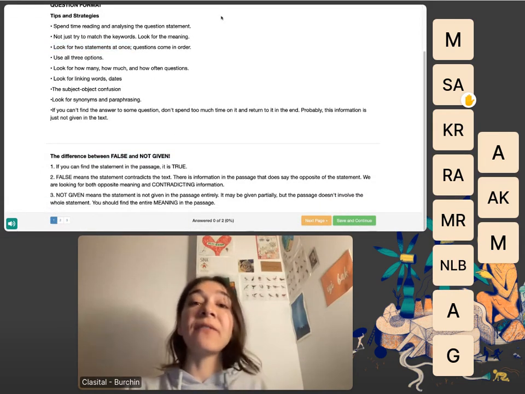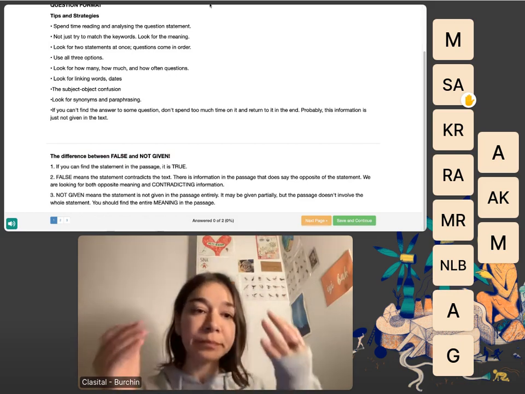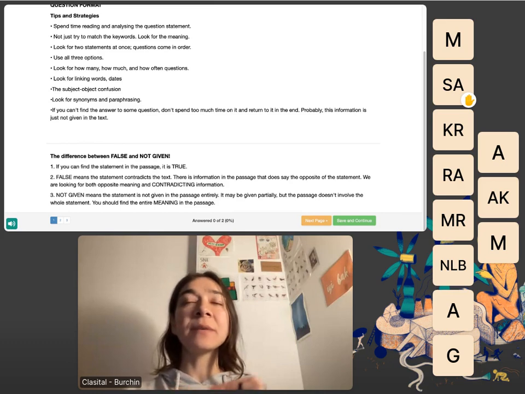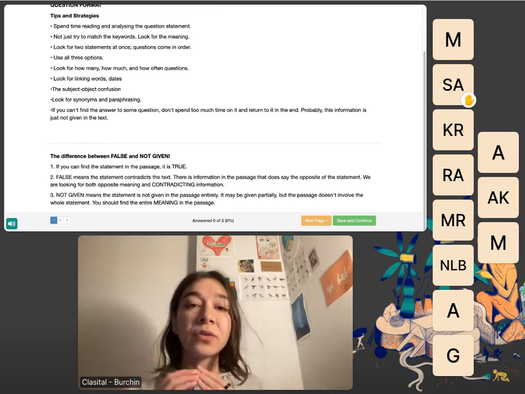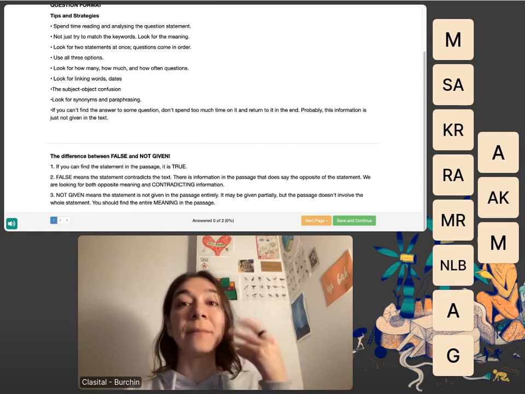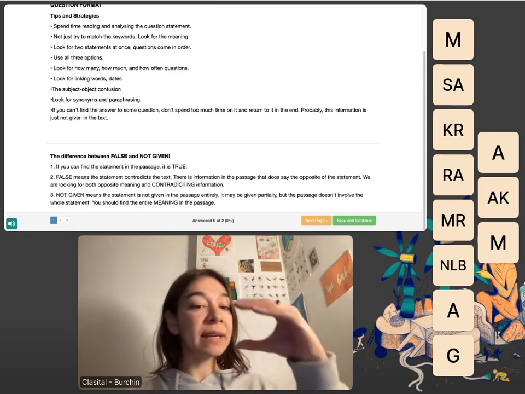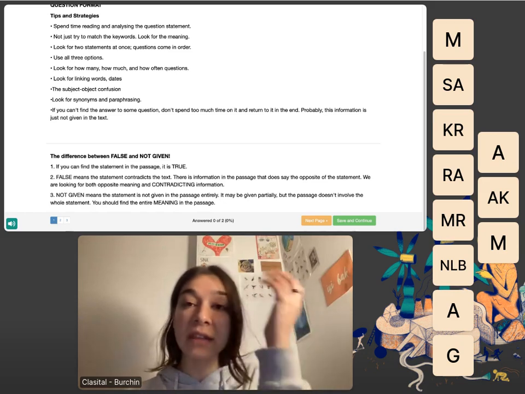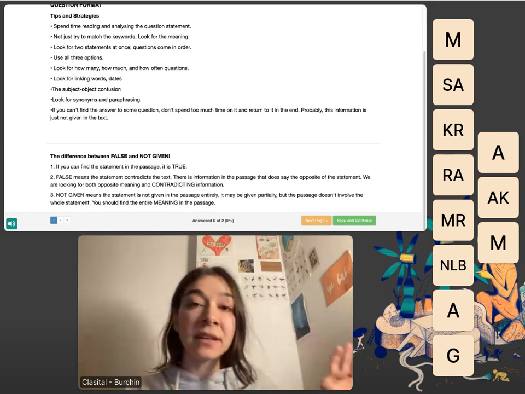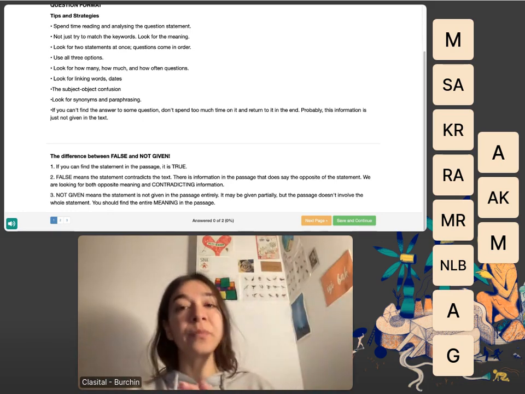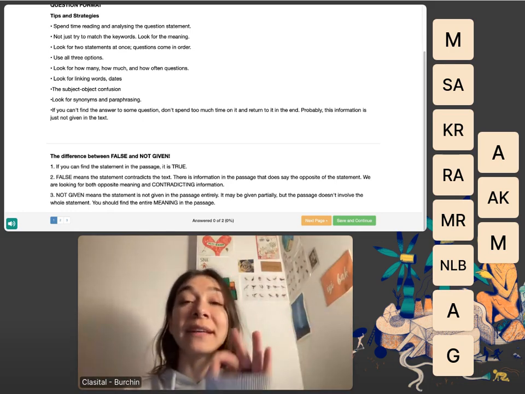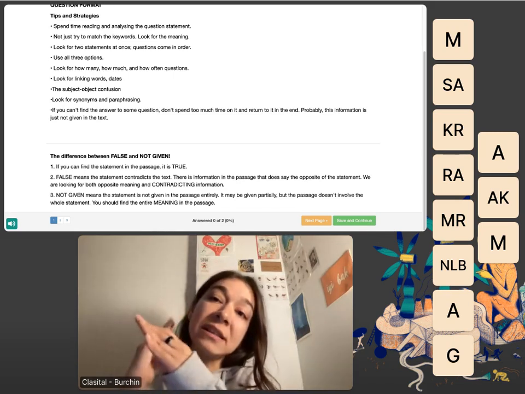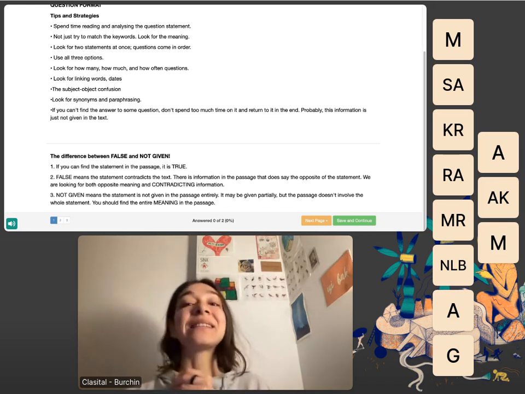What is the difference between false and not given? You have read the statement and understood its meaning. Now you look at the passage. If you see evidence that the statement is true, everything is clear, so it is true. If you see contradicting information in the passage that says the direct opposite of the statement, it is false.